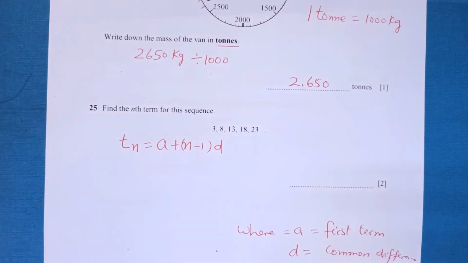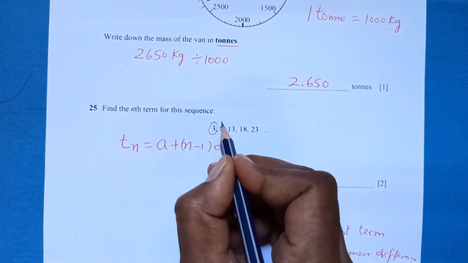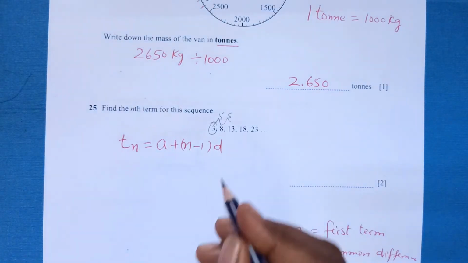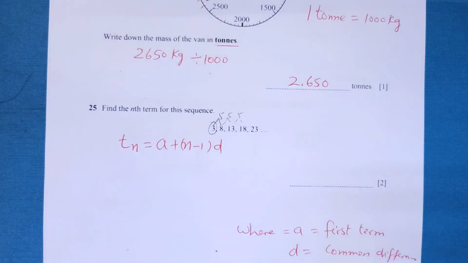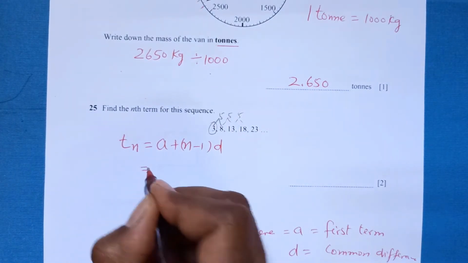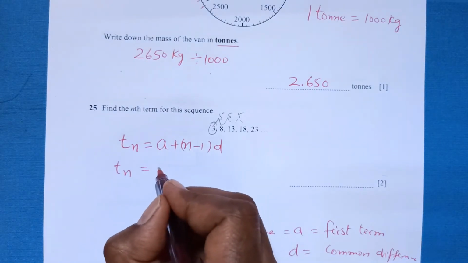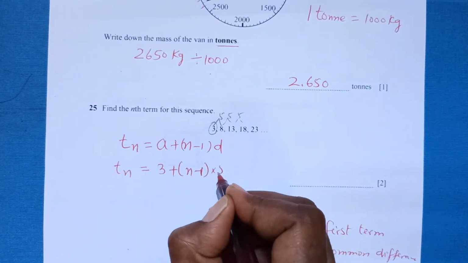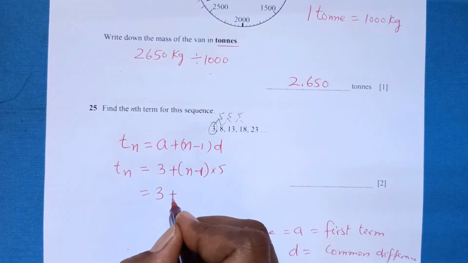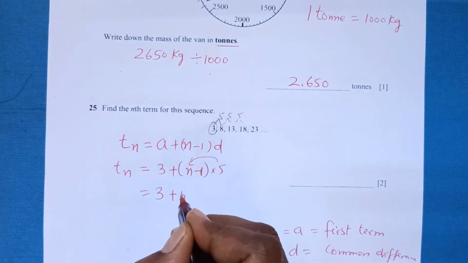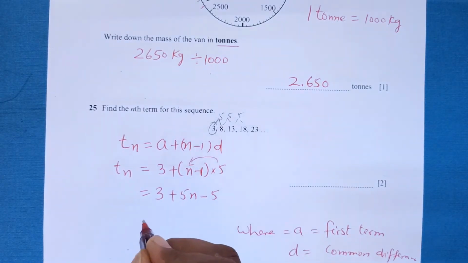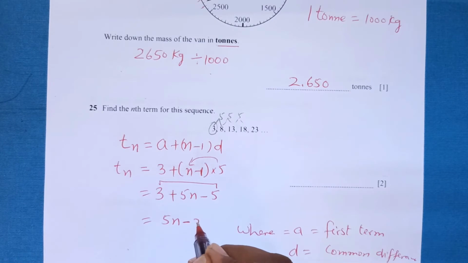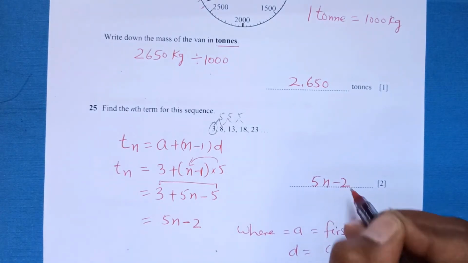So here in this case, the first term is 3 and the common difference: 8 minus 3 is 5, 13 minus 8 is 5, so the common difference is 5. So we can just substitute the values to find the nth term. So a is 3 plus (n - 1) times d, which is 5. We will open the bracket first. 5 times n is 5n, then 5 times minus 1 is minus 5. So combine the like terms. 5n, 3 minus 5 is negative 2. So that is our answer.